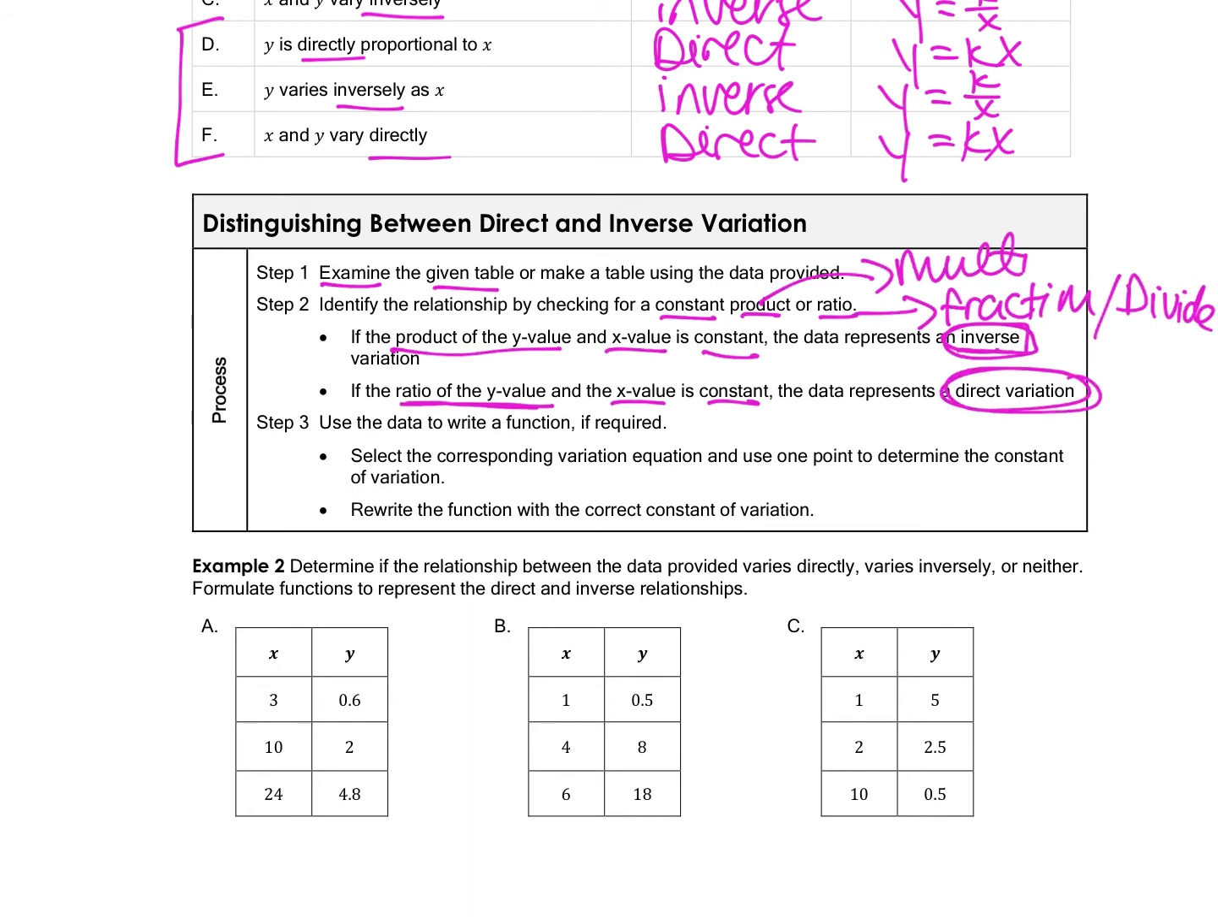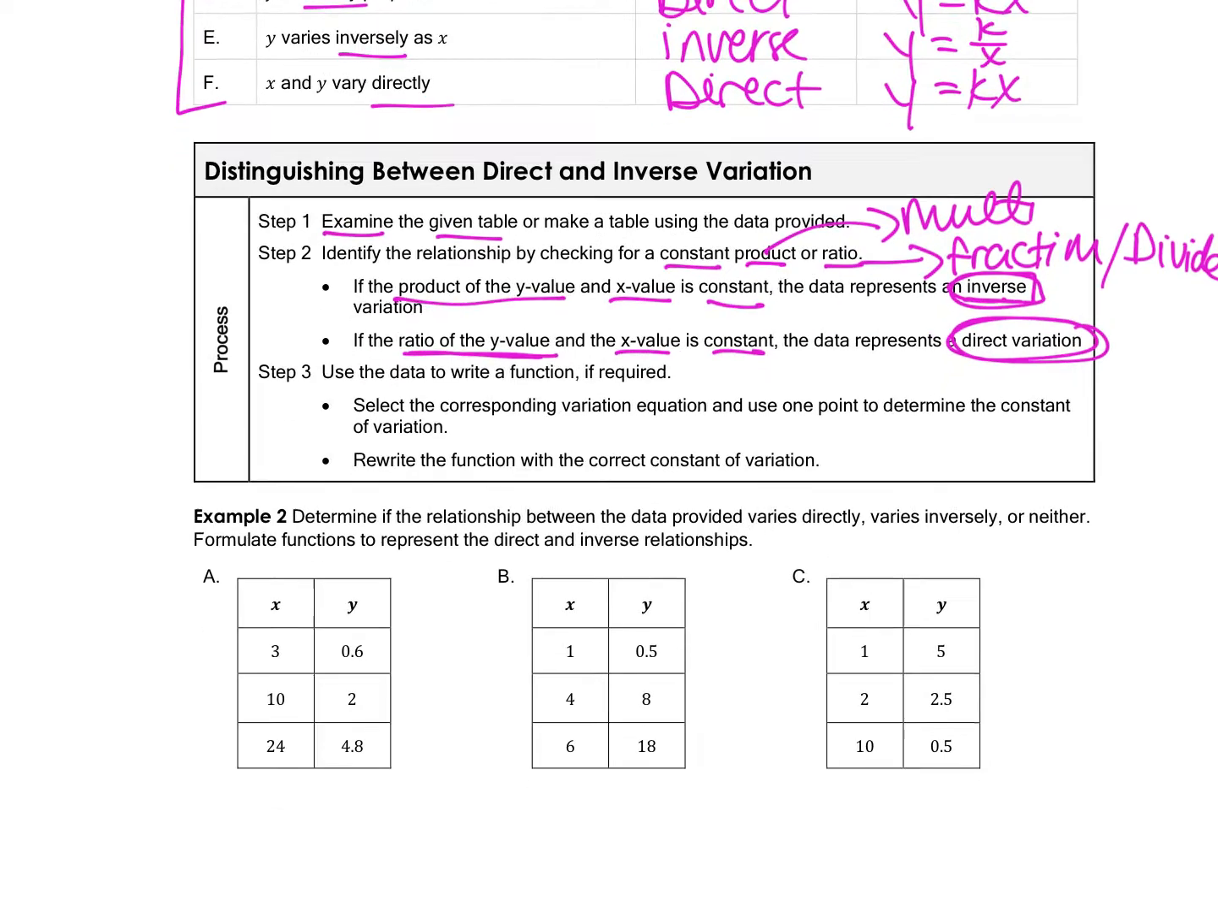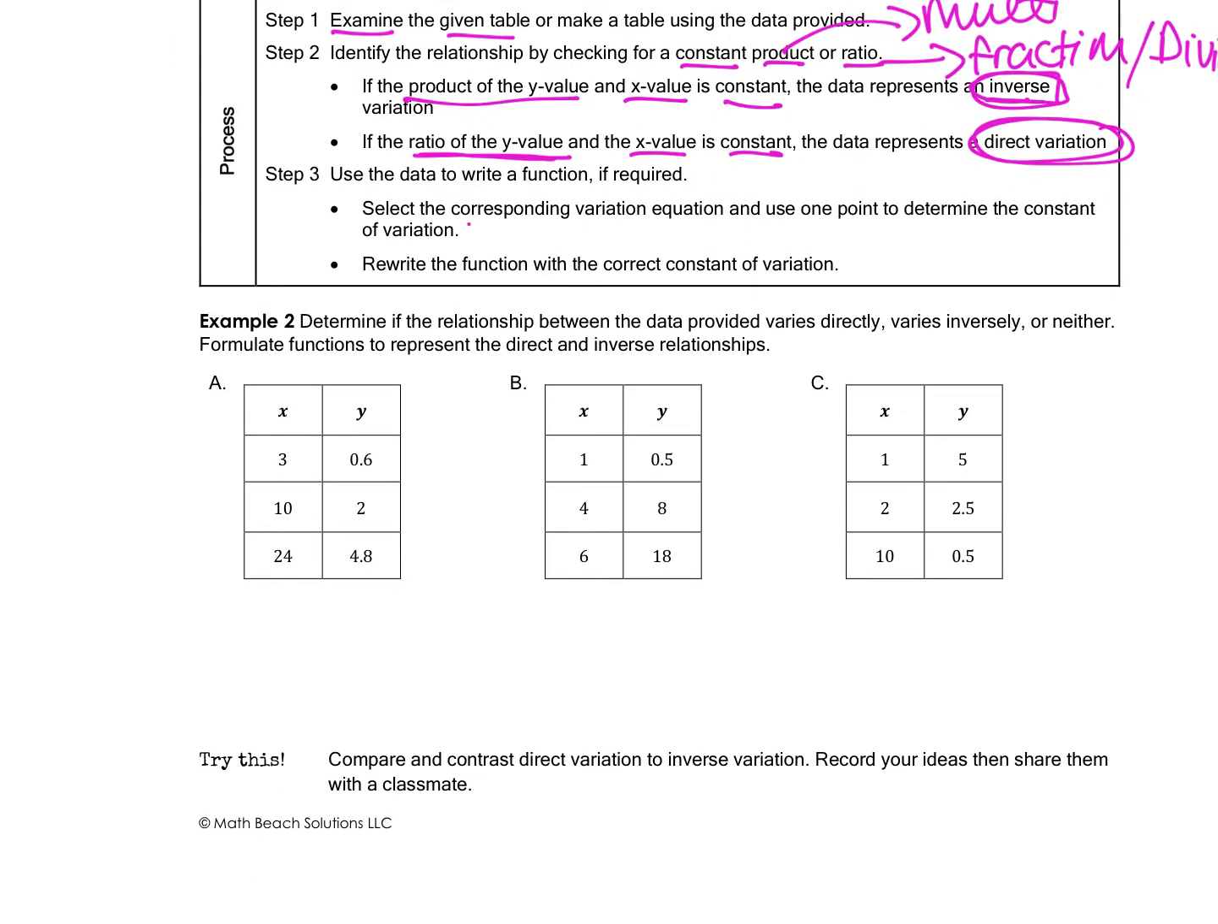So you're going to use the data to write a function if required. In order to do that, you're going to select the corresponding variation equation and use 1 point to determine the constant. Okay, so once you have that, you're going to rewrite your function with the correct constant of variation.